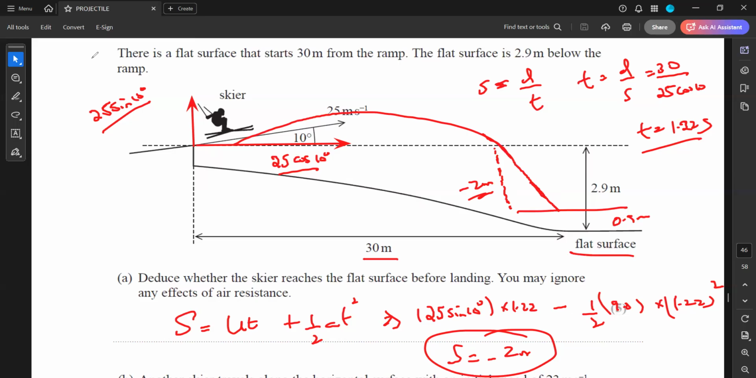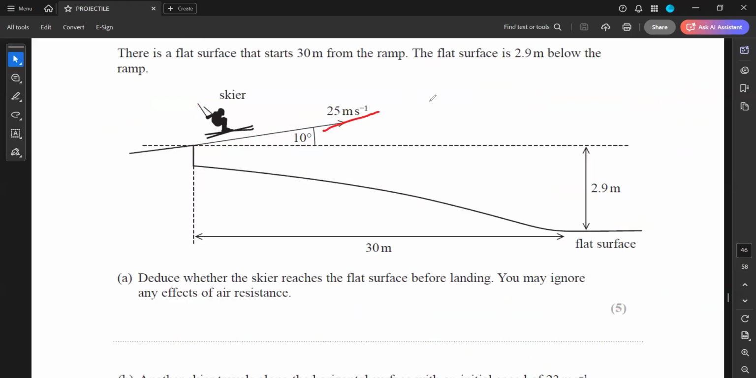If you were getting a positive answer after solving this, let's say our answer was 1 meter, then what does it mean? It means from the point where it is launched, he's 1 meter above the point where he started. So if this is 1 meter, what is the total height above the ground? The total height above the ground will be 3.9 meters.